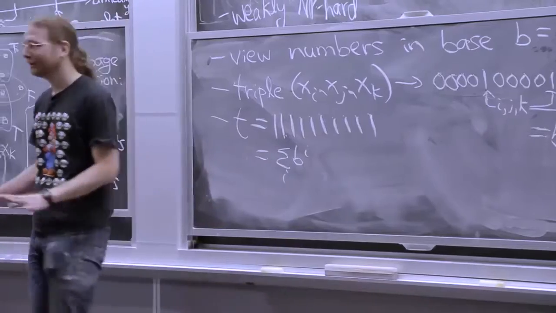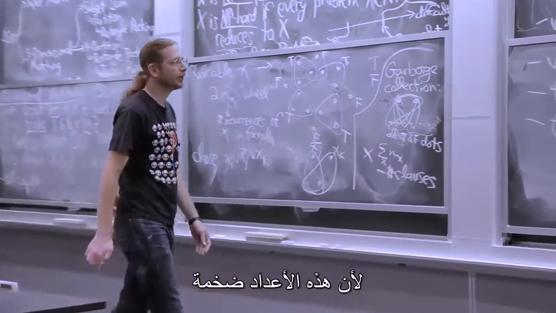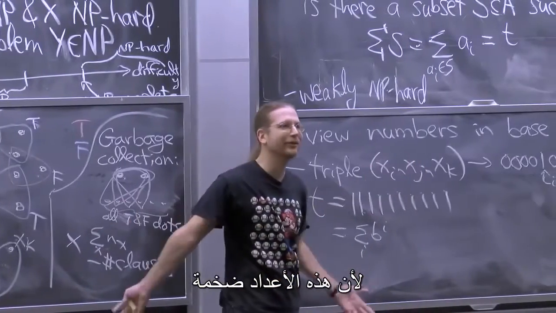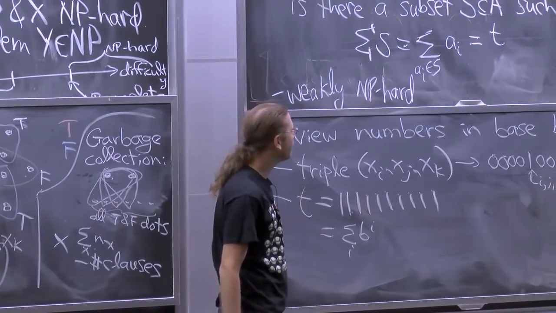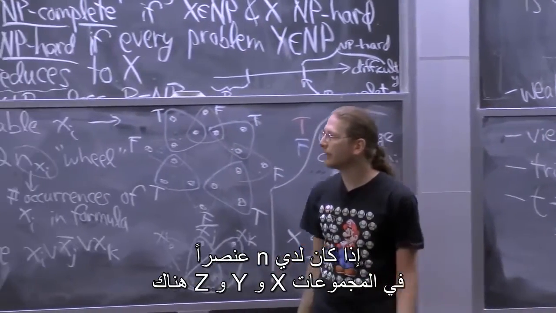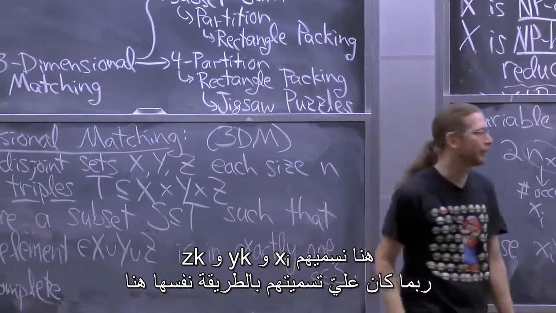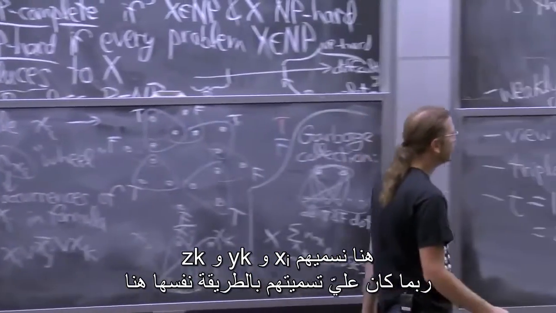OK, good. Now, why do I call this weakly NP-hard? Because these numbers are giant. If I have n elements in x, y, z over there, I guess here they're called x_i, y_k, z_k. Sorry, maybe I should have called them that here. Doesn't matter.